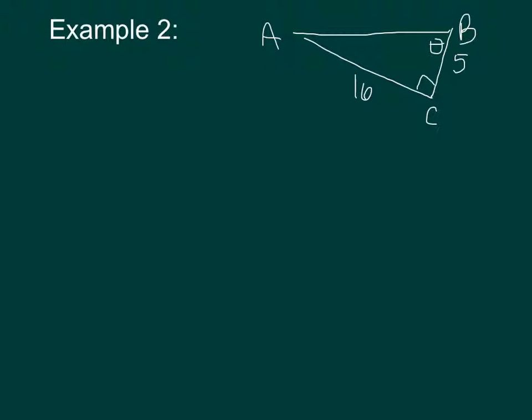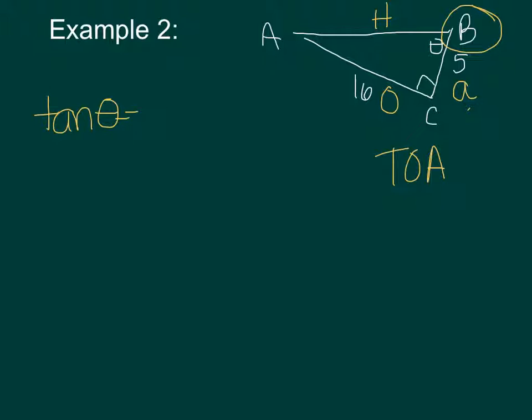Let's do example 2 now. Please make sure you write this on your paper. So again, I'm going to start labeling my sides, and again I have angle B with the theta. So I know AB is the hypotenuse because it's the longest side. 16 is opposite, and BC is adjacent. So I notice that I have an opposite and an adjacent, and I don't know my hypotenuse. So I'm going to use tangent because of TOA. So I'll say tangent of theta equals 16 over 5.